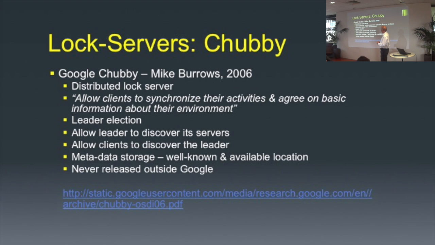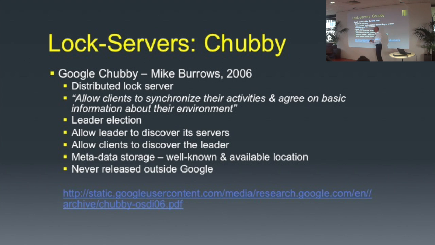So the first real example of one of these lock servers out in the wild was when Google published a paper about their Chubby lock server. That was in 2006. There's a link here. Basically, the description of Chubby was that it allows clients to synchronize their activities and agree on the basic information about their environment. So who's using that file? What environment variables am I using? If I change an environment variable, how do I get that reliably distributed across all of the different clients there?